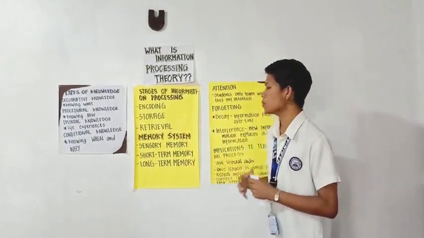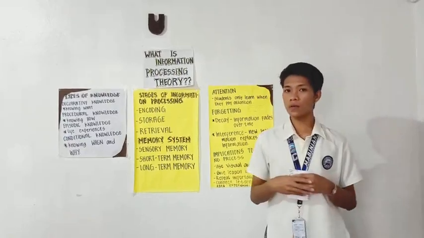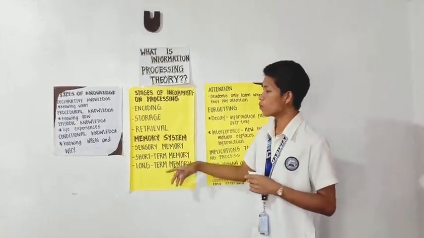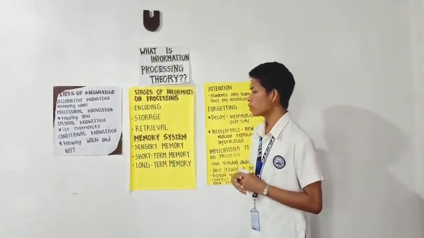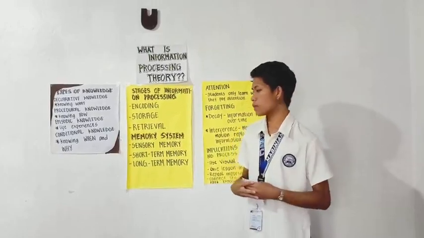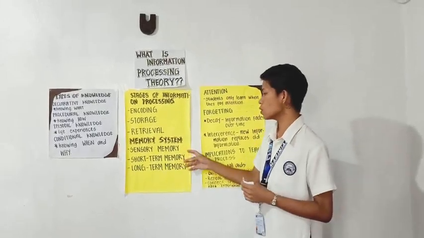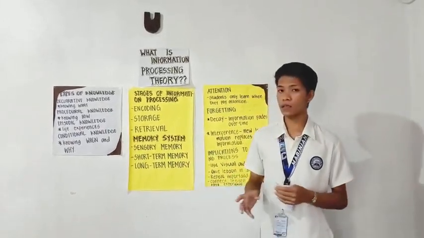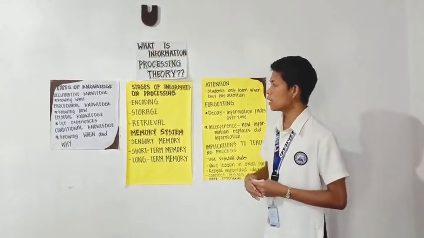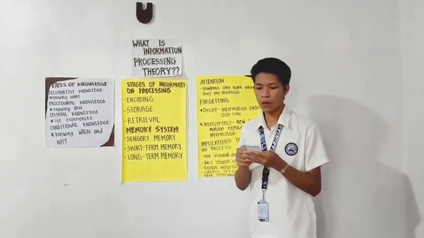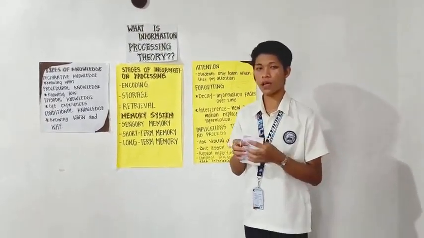So let's now proceed to the memory system. We also have 3 types of memory system: sensory memory, short-term memory, and long-term memory. In sensory memory, this holds information for seconds only. For example, seeing a word on the board but forgetting it right away.